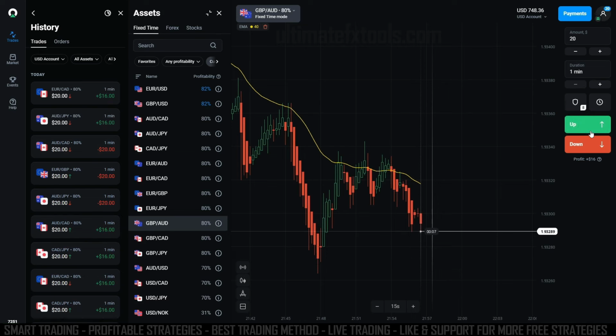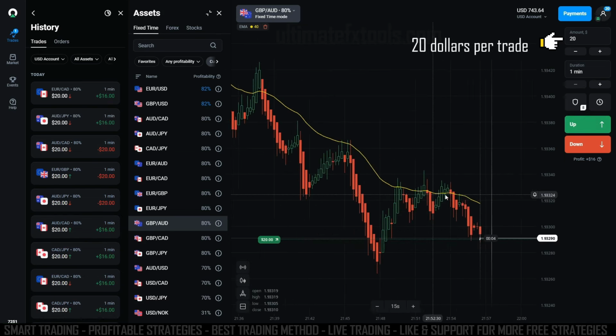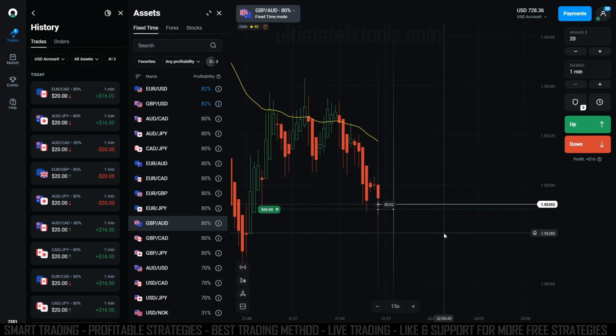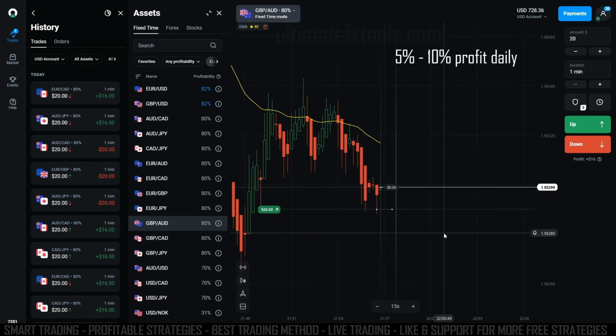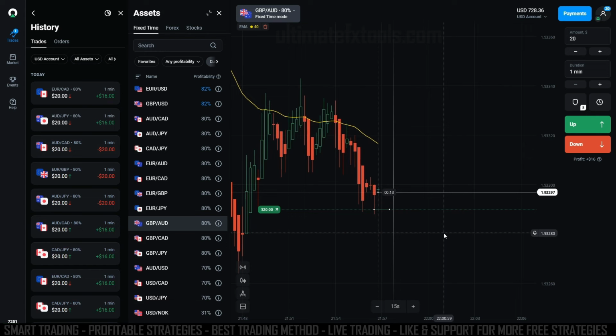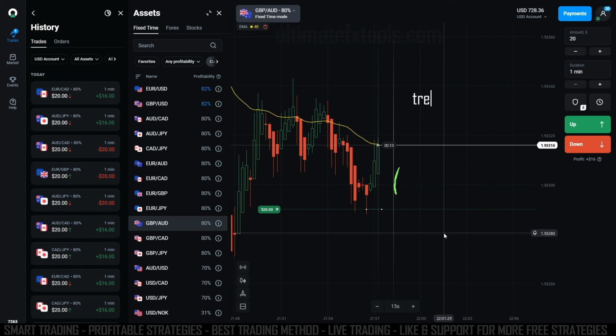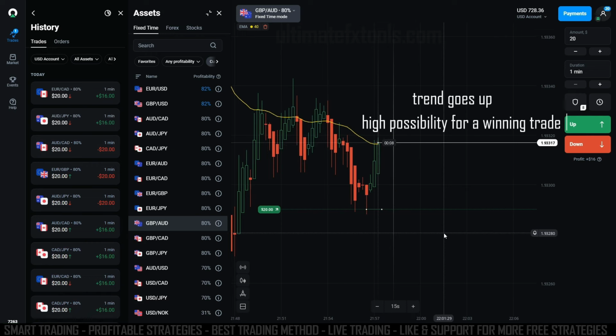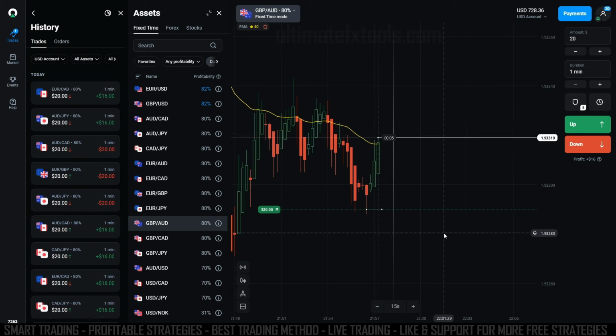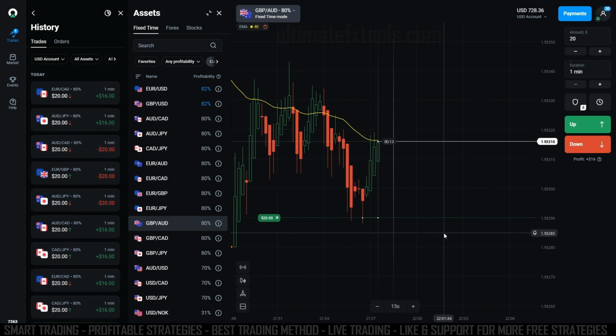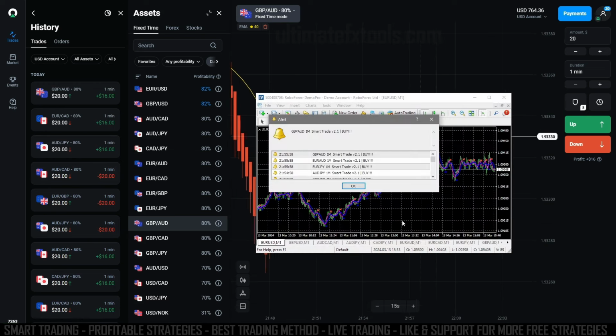We will trade for minimal point, or with $20 per trade, as long as we get at least 5-10% profit for our daily trading. We will wait for our trade to be done. The trend goes up, and a high possibility for a winning trade. Got our win for that trade. Let's wait for another signal to pop up.